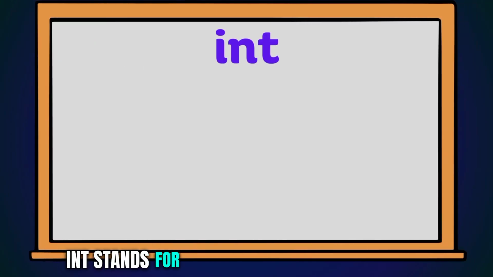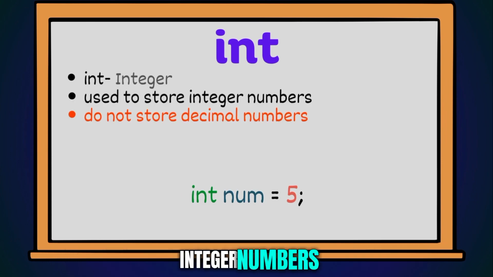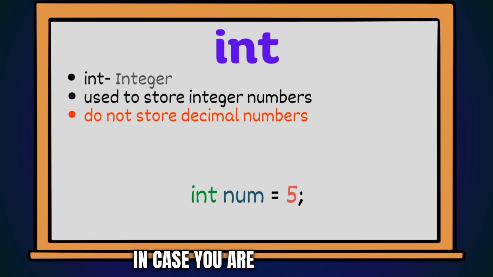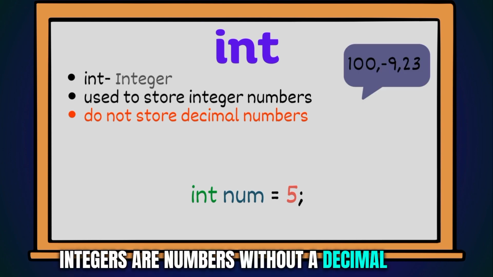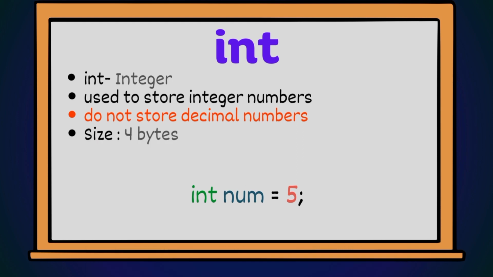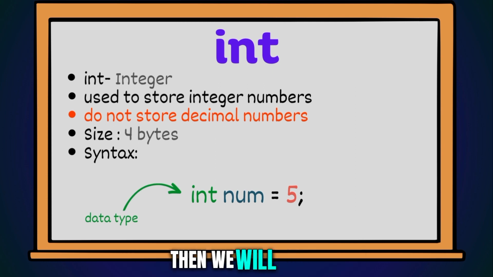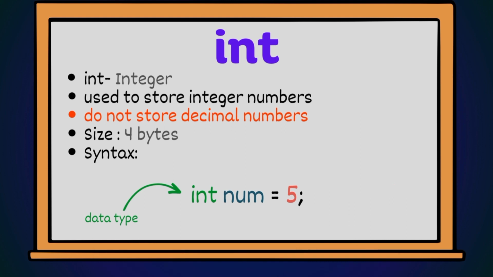Int stands for integer and it is used to store integer numbers. In case you are not familiar, integers are numbers without a decimal point. The size of an integer in memory is 4 bytes. For the data type, we will write int, then we will write the name of the variable is equal to the data.